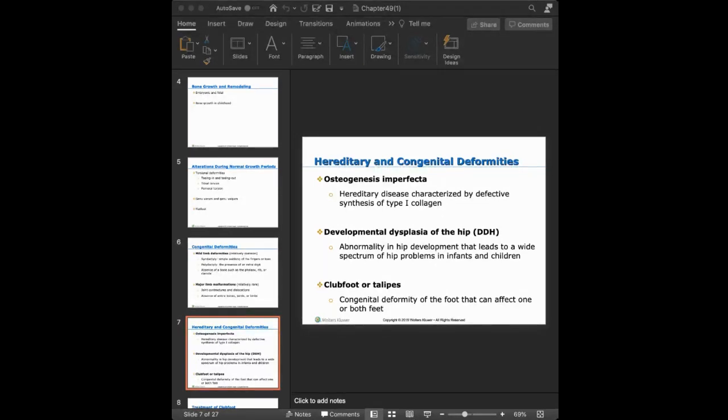And then what is a club foot? It can affect one or both feet. Has anyone ever seen a club foot? See if we can get this picture pulled up. It does kind of look like a golf club. It does look like a golf club.